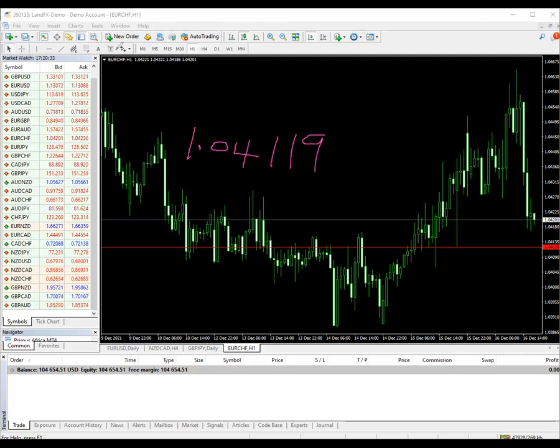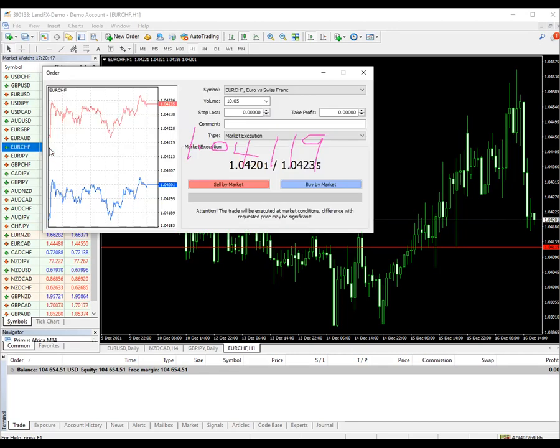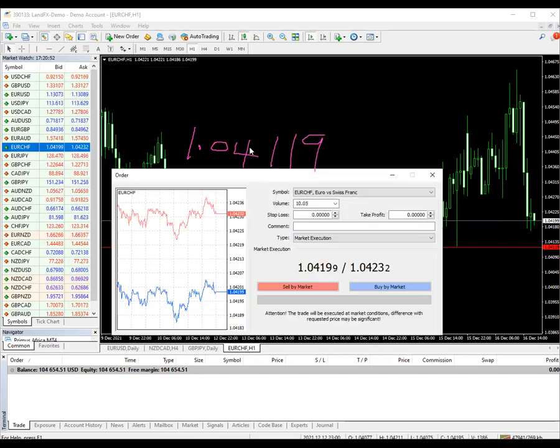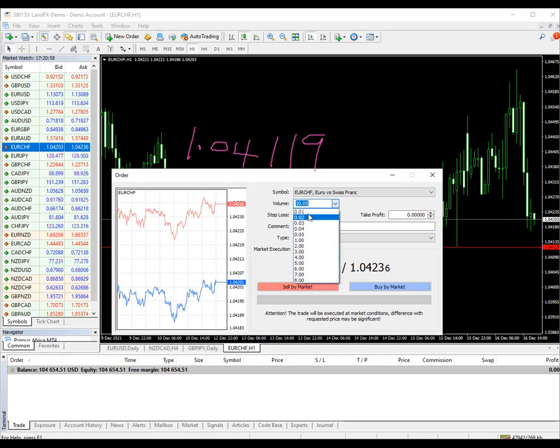Okay. So how do we do that? We double click on that pair in case you want to trade. All you need to do is double click on the pair that you want to trade. So Euro chef, you double click on Euro chef, and it will pop up like this. Once it pops up, I want to bring it down here so that the price wouldn't conflict us. What lot size do you want to use? You already know your lot size. Let's say we want to use 0.01.